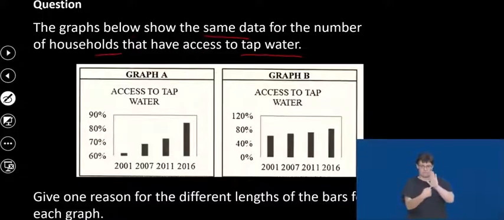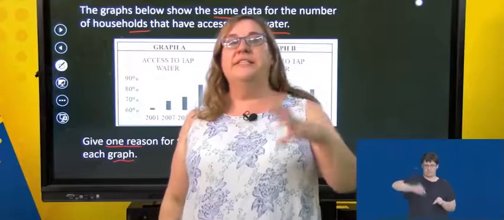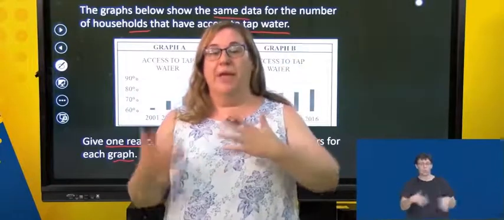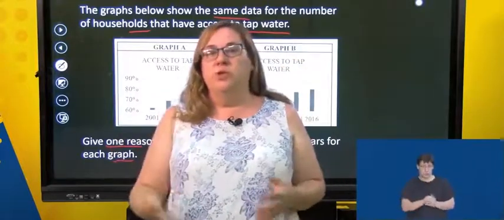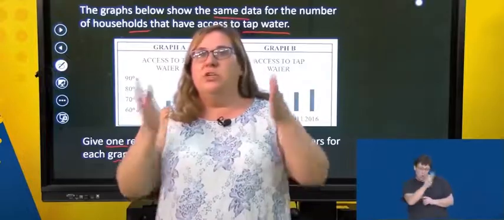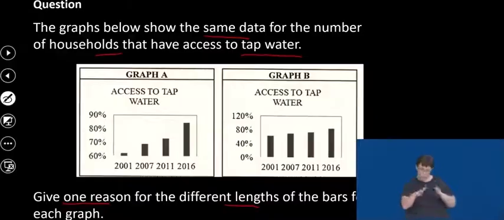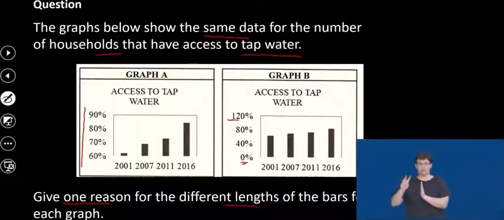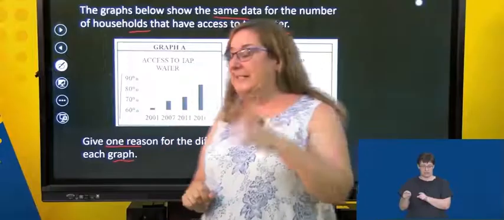Okay. So they want to know, give one reason for the different lengths of the bars for each graph. And this is a really important tool to be able to use and interpret when you look at graphs. We need to look at them critically. So in our first graph, we've got a scale. It starts at 60% and goes up to 90%. So that's my scale of the graph. In the second graph, it's starting at 0 and going up to 120%. Okay? So my scale is different.